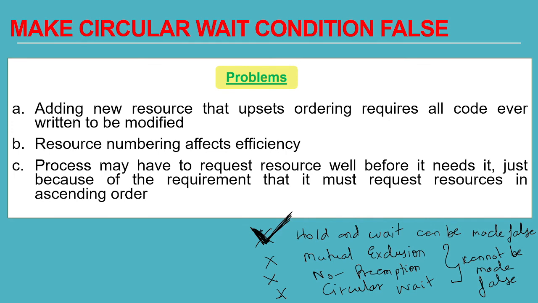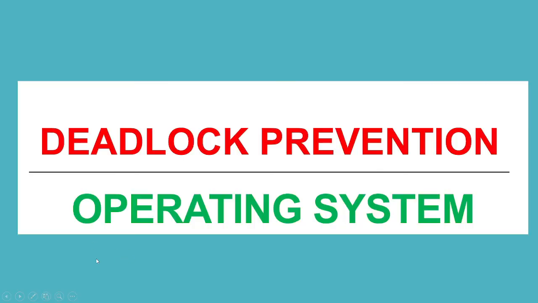We are learning only about deadlock prevention in this video. To prevent deadlock, you need to negate or try to make any of the four necessary conditions of deadlock false. Any one or all four you can make false: hold and wait, mutual exclusion, no preemption, and circular wait. We have seen how we can or cannot make them false, and what problems are associated with trying to make them false. That was about deadlock prevention in the operating system.